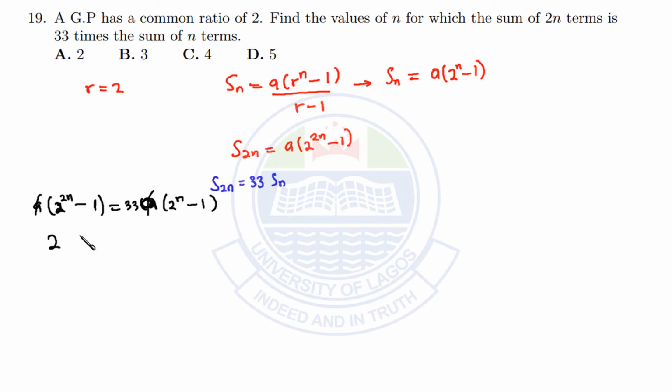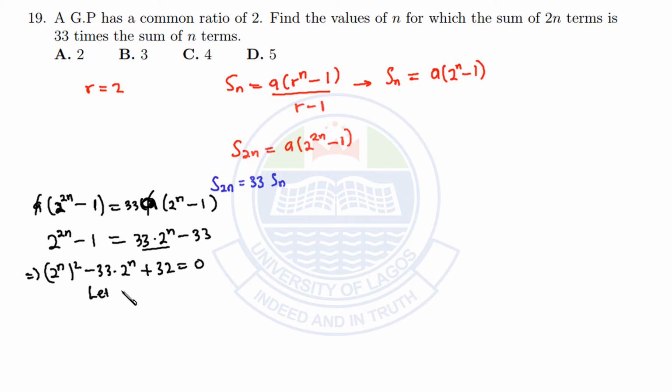Then I have 2 raised to power 2n minus 1 to be equal to, if I use 33 to expand this, 33 times 2 raised to power n minus 33. And I'm going to have this to be 2 raised to power n all squared. If I bring this to the other side, I'm going to have minus 33 times 2 raised to power n. Then if I bring 33 to this side, I'm going to have plus 32 equals 0. And if I let my p be equal to what?